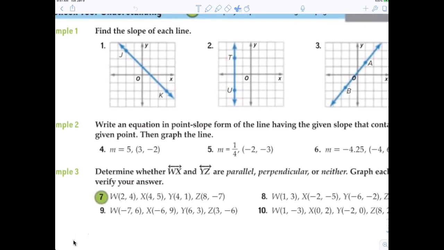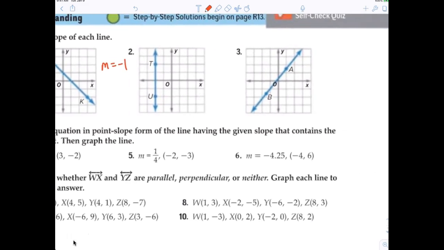Number one, what's the slope? Can everybody see? I believe you're correct. M equals -1. You should be good on number 2. Slope is what? It's undefined, remember? Vertical lines are undefined. Horizontal lines are what? 0. 0.